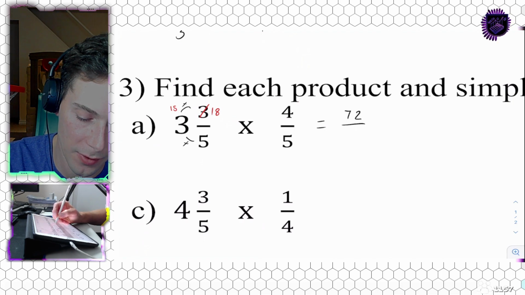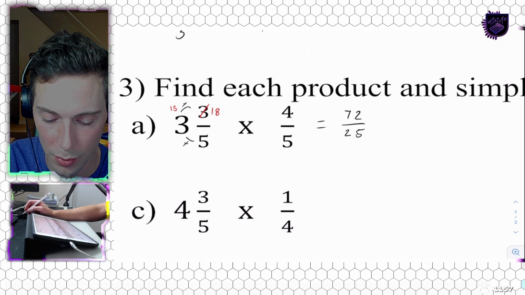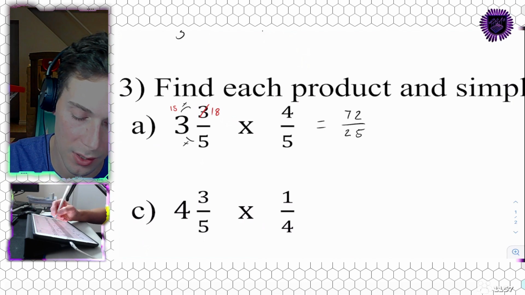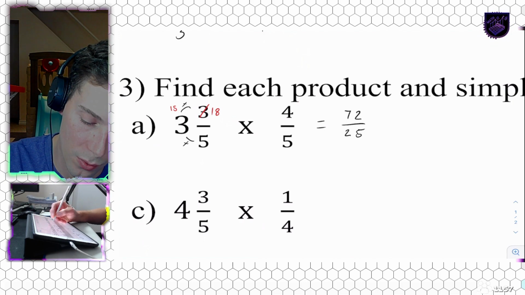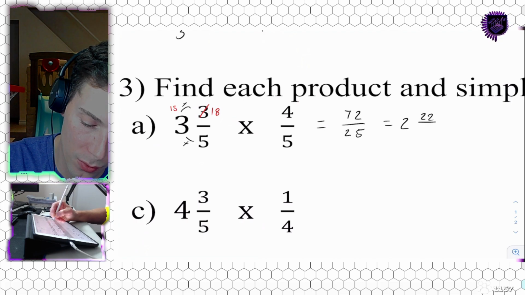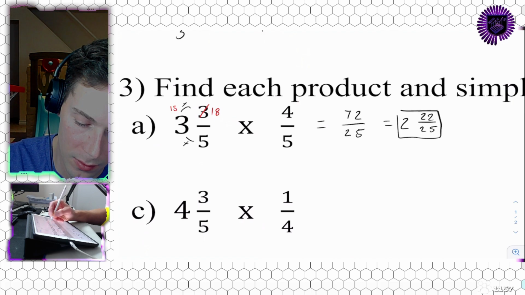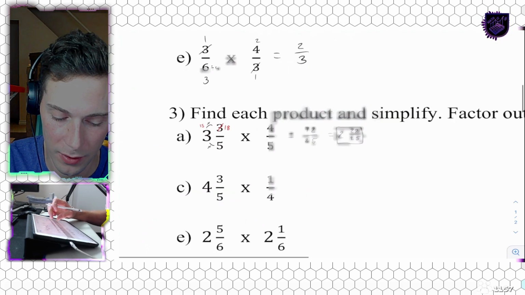And then 5 times 5 is 25ths. 72 divided by 25 is going to equal 2 and 22/25.